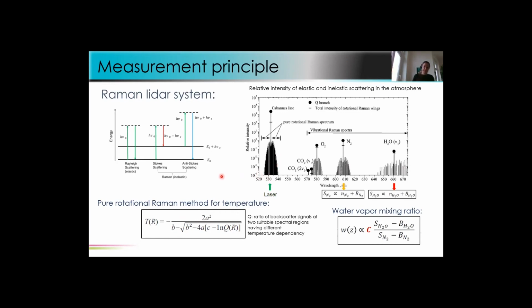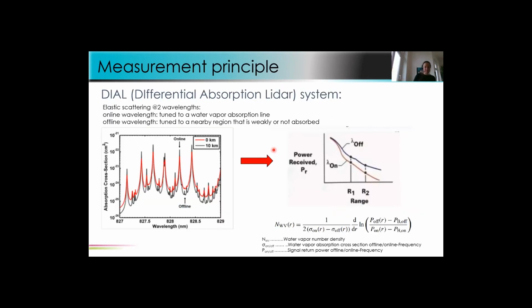So with the Raman principle, it's possible to measure temperature and humidity profiles, while the principle of the DIAL system is different and allows for observations of humidity profiles only. It uses elastic scattering at two different wavelengths really close together. One wavelength, called the online wavelength, is tuned to a water vapor absorption line, and the other one, called the offline wavelength, is close by, but tuned to a weakly or not absorbing water vapor absorption line.